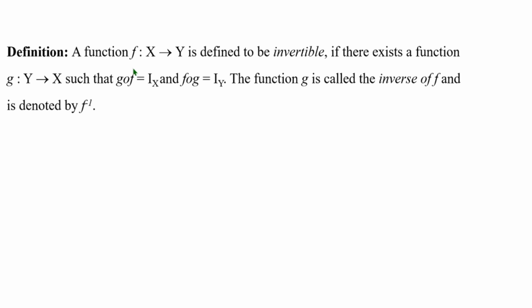So we call a function f from X to Y invertible if there is a function g from Y to X such that g of f is equal to the identity function on X and f of g is equal to the identity function on Y. And in that case we call g the inverse of f, and g is denoted by f inverse.